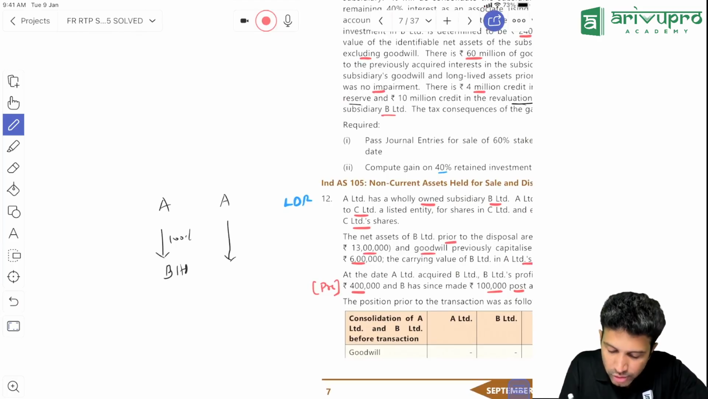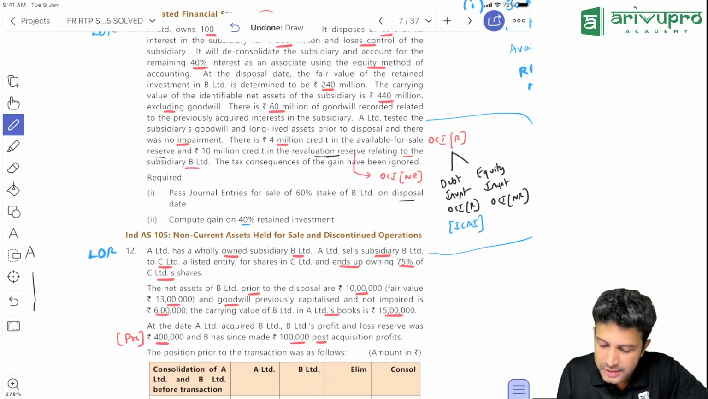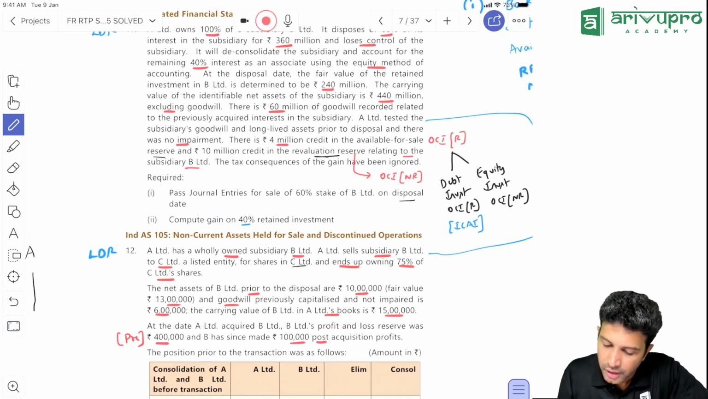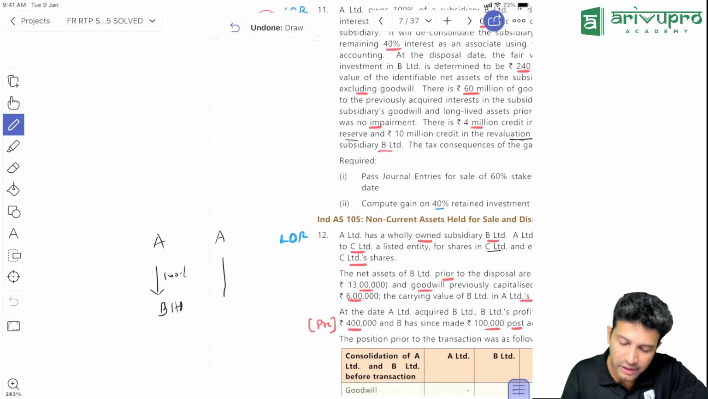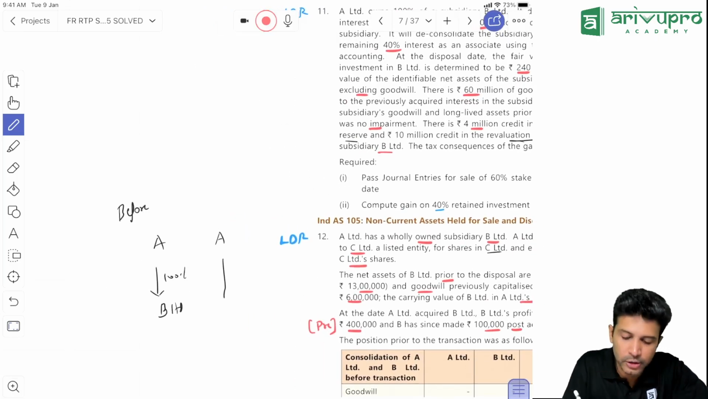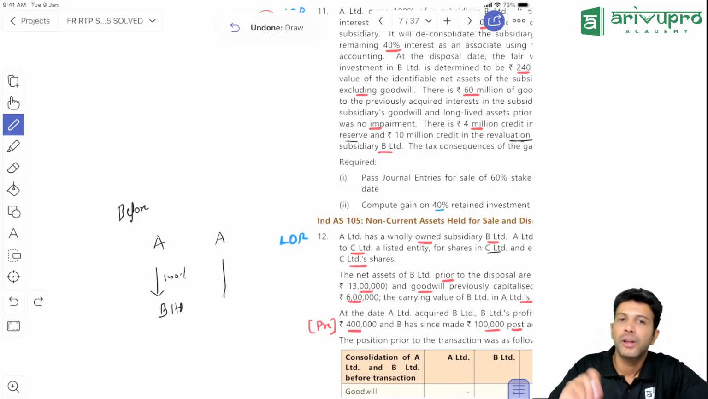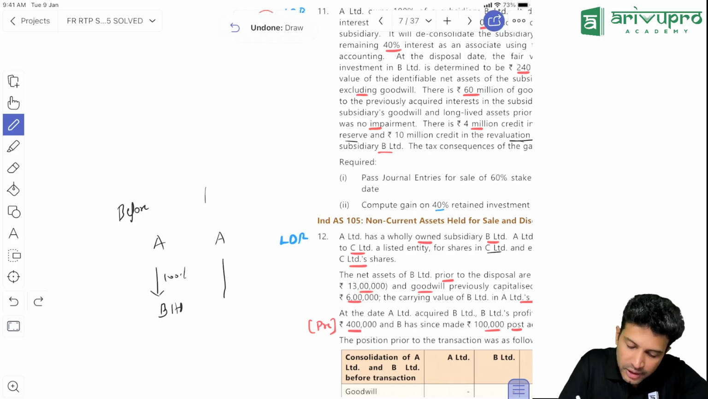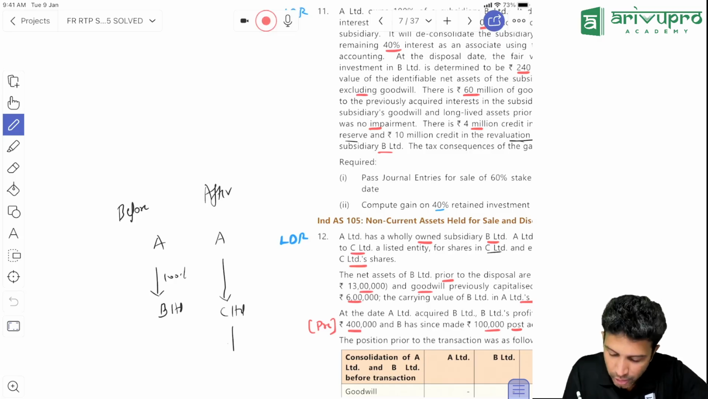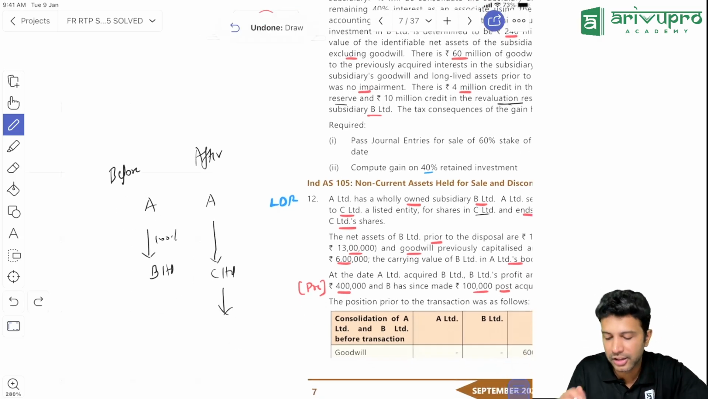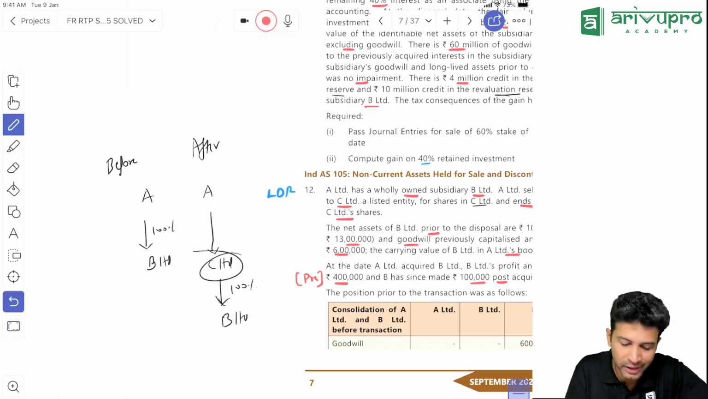Okay, so A has sold its stake in B to C, a listed entity, for shares in C Limited, and ends up owning 75% of C Limited's shares. Before the transaction, A had 100% of the shares in B Limited. Now A has sold whatever shares it was holding in B to C Limited. That means 100% of B Limited is now controlled by C Limited.